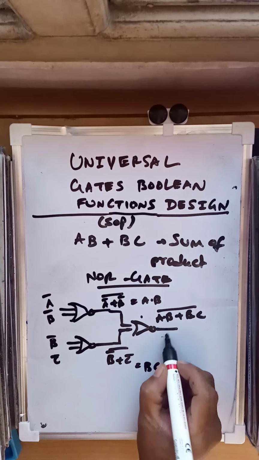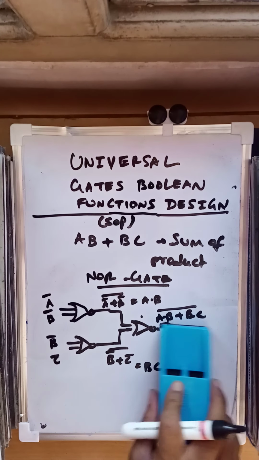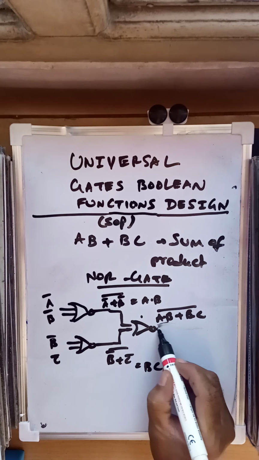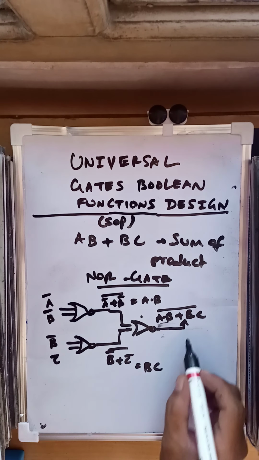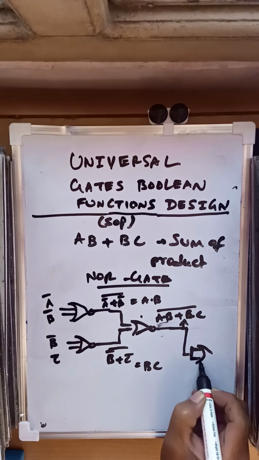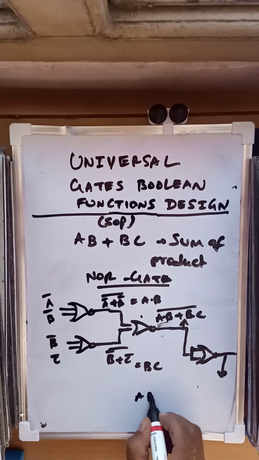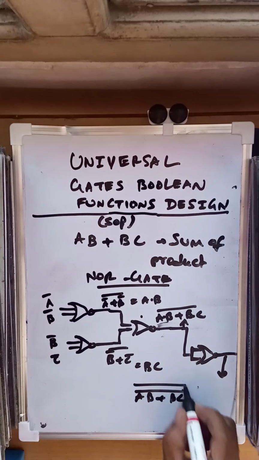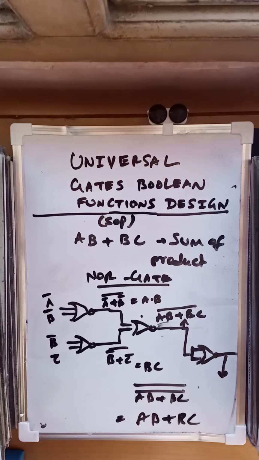This is the output of the NOR gate. But our aim is to get AB plus BC. So for that, this is again given to a 2 input NOR gate. Then this becomes AB plus BC whole bar whole bar. That means AB plus BC. This is how we can draw the circuit using only NOR gates.